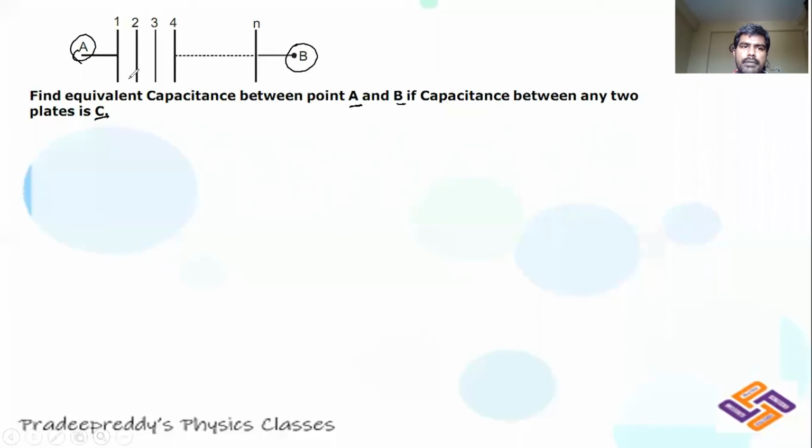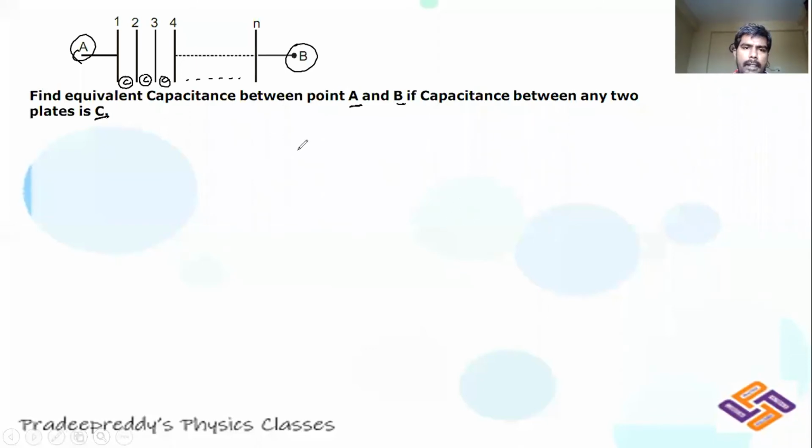If the capacitance between any two plates is C, that means the capacitance between 1 and 2 is C, between 2 and 3 is C, between 3 and 4 is C. Like that, there are n number of capacitors. You should find out the equivalent capacitance of this total set of capacitors.